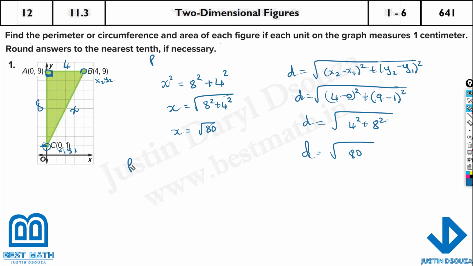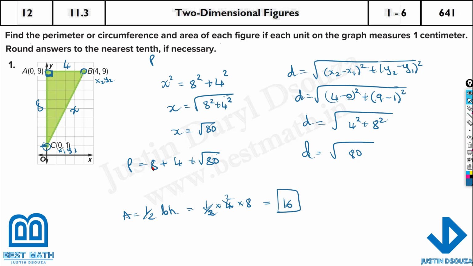Now the perimeter is the sum of all the sides. It's 8 plus 4 plus square root 80. Just put it in the calculator and you'll get the answer, 12 plus square root 80. What about the area? It's half base times height. What is the base? It's 4, multiplied by the height 8. So this will be 2 times 8, it's 16, that will be the answer. So this is how we solve it.